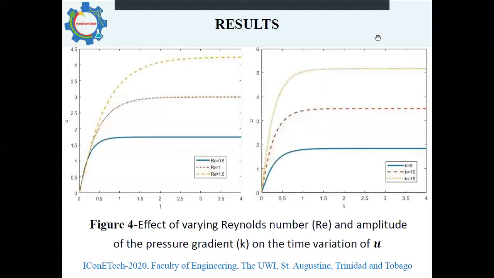Figure 4 shows the effect of varying Reynolds number and amplitude of the pressure gradient on time variation of u. The first diagram shows the effect of varying Reynolds number, and as the Reynolds number increases, the velocity also increases. The second diagram shows the effect of varying amplitude of the pressure gradient. Here, we have the frequency of oscillation being equal to 0. And as the amplitude of the pressure gradient increases, velocity also increases.